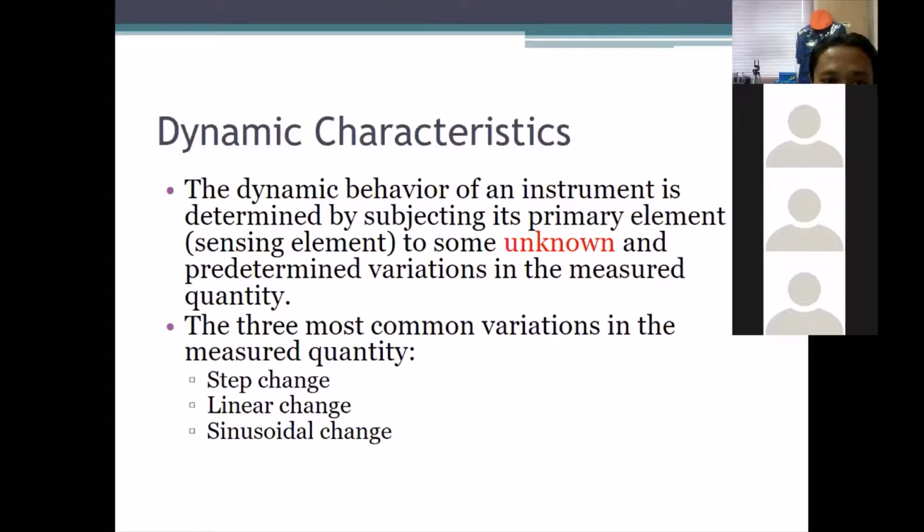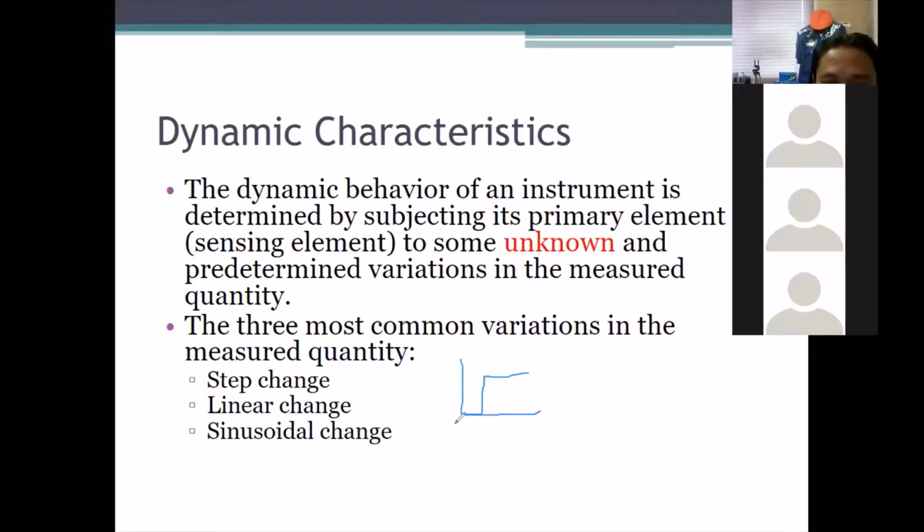All right. So the dynamic behavior of an instrument is determined by subjecting its primary element, the sensing element, to some unknown and predetermined variation of the measured quantity. We have three most common variations in the measured quantity: the step change, the linear change, and the sinusoidal change. For example, the step change, like this one. This is our input, and this is our step. This we can call the step change.